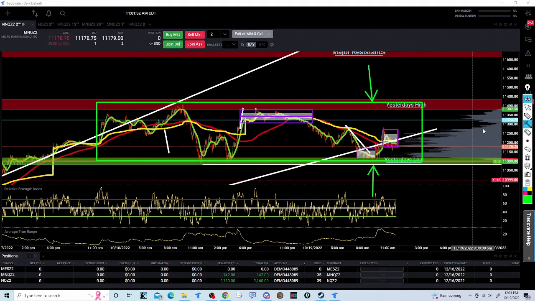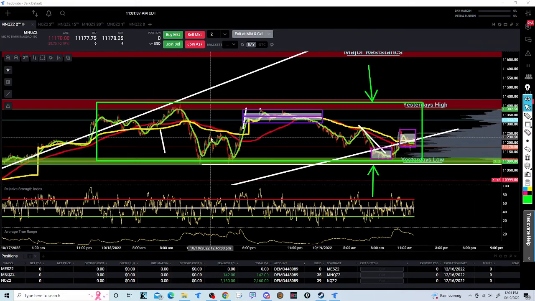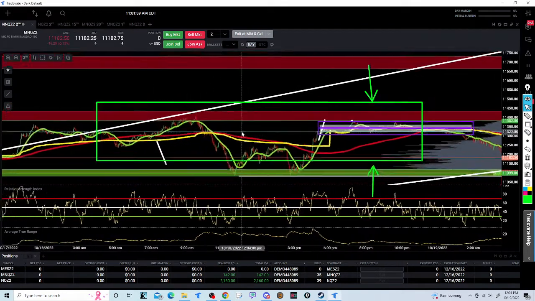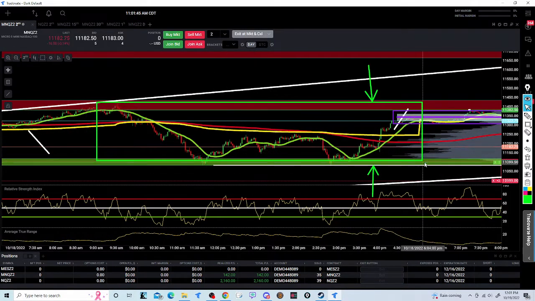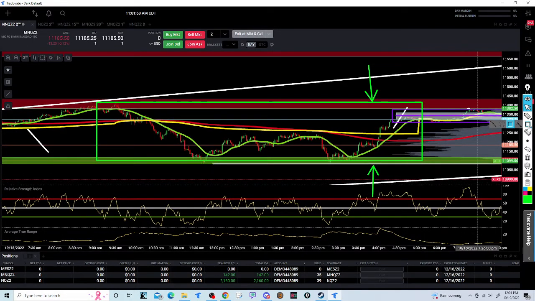So any breakout, you would be looking for a bar to close above the range or below the range. That's what you're looking for in ranges to trade them. And then where, again, we're going to do it again. Where is your take profit?